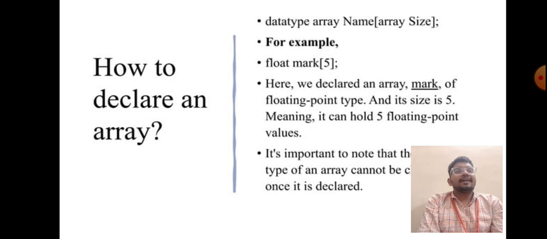How to declare an array? Here is the syntax for how to declare an array: data type, array name, and array size. For example, float marks of size 5. Here float is the data type, marks is the name, and 5 is the size.